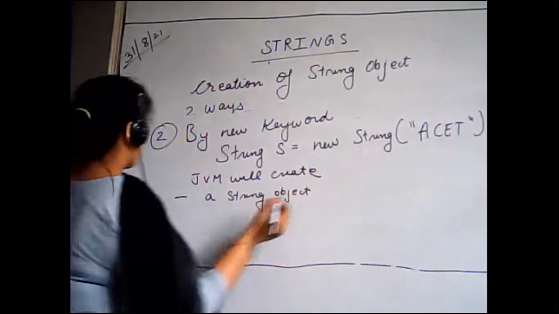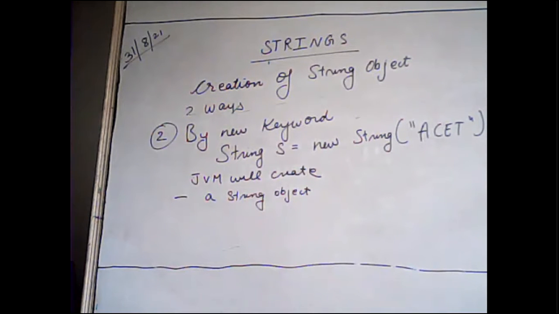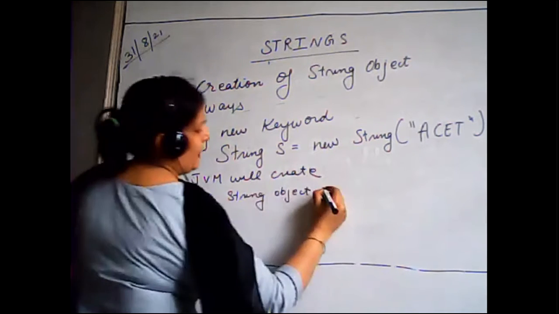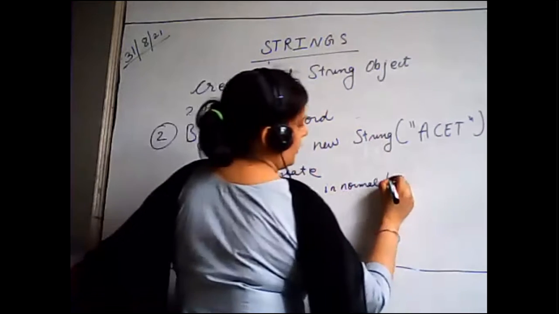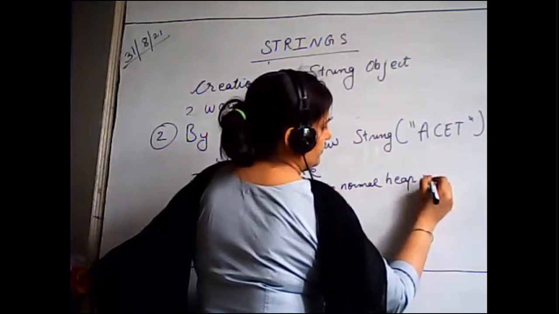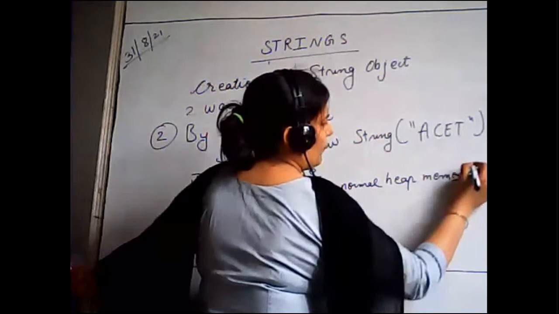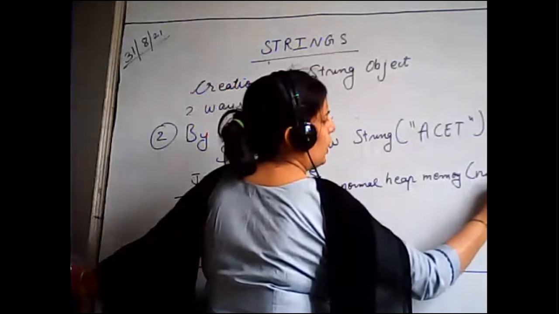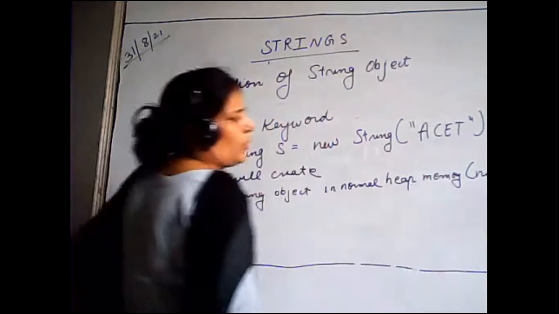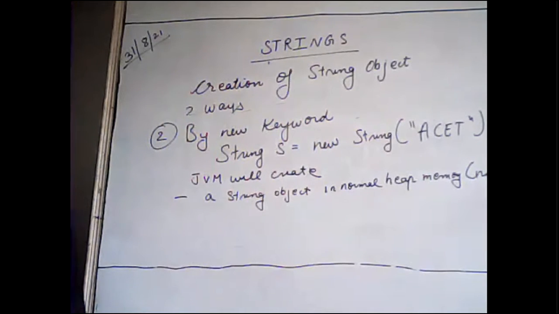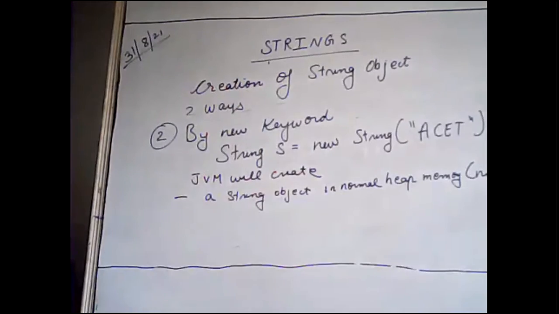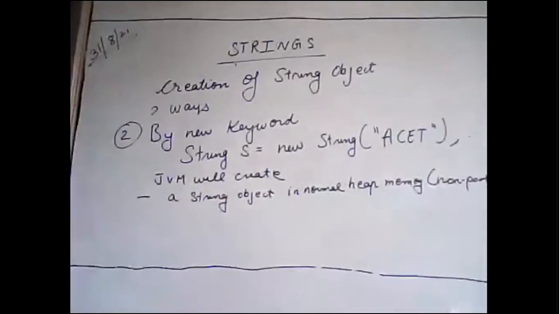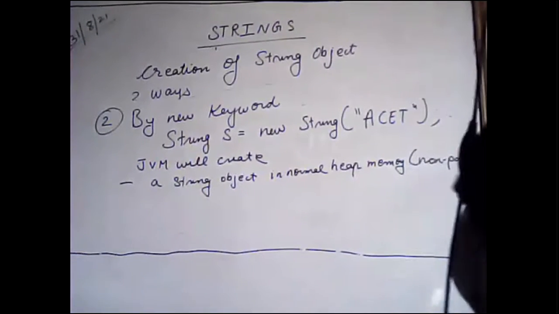Object. So JVM will create a new string object in normal heap memory, which will represent the non-pool area. So JVM will create new memory here, which will represent your non-pool area.